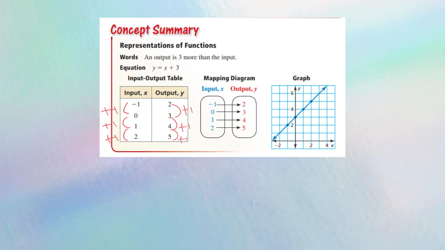Look at the mapping diagram. Does it fit the definition of what a function is? For every input, we have exactly one output. What about the graph? Is that linear? The line is going straight, right? It's not curved or anything. So this concept summary is just for you guys to go back and look into if you have questions.